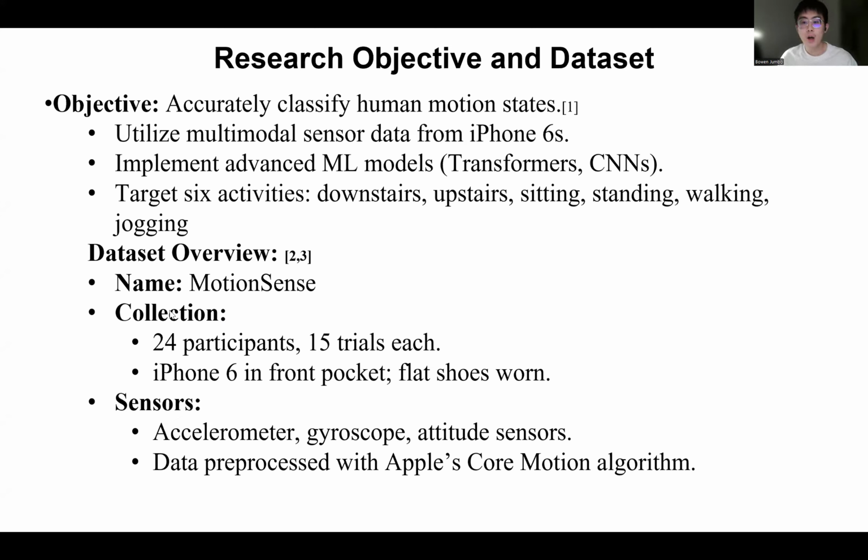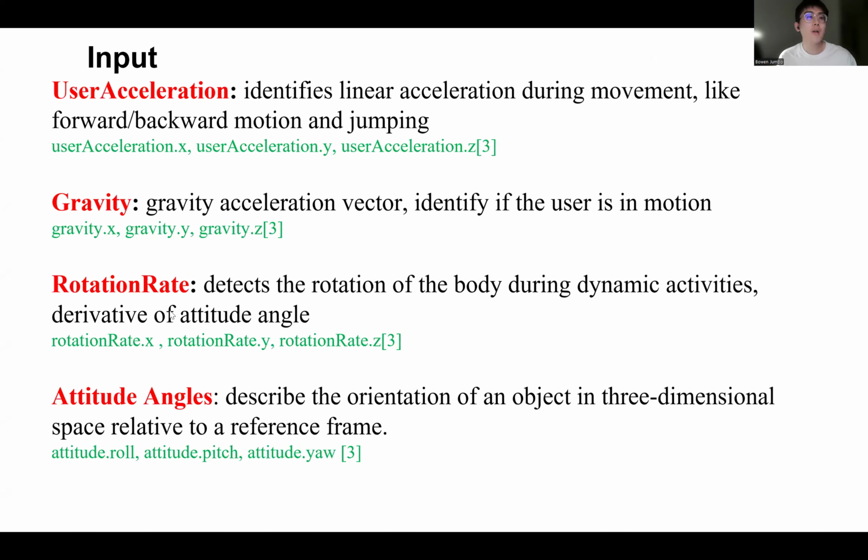The label, or the output of my algorithm, is 6 activities, such as going downstairs, upstairs, sitting, standing, walking, and jogging. The input of my algorithm is user acceleration, gravity, rotation rate, and attitude angles.